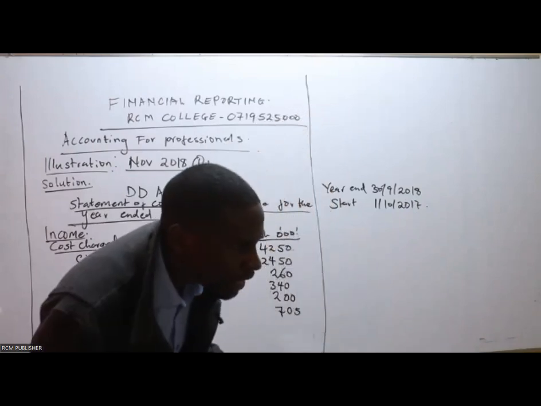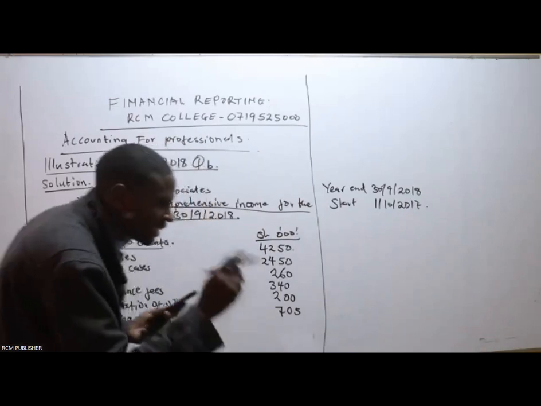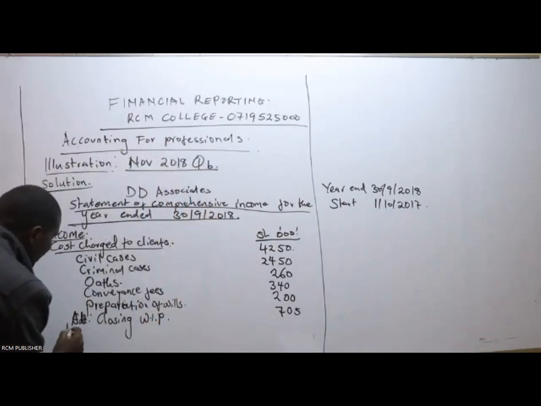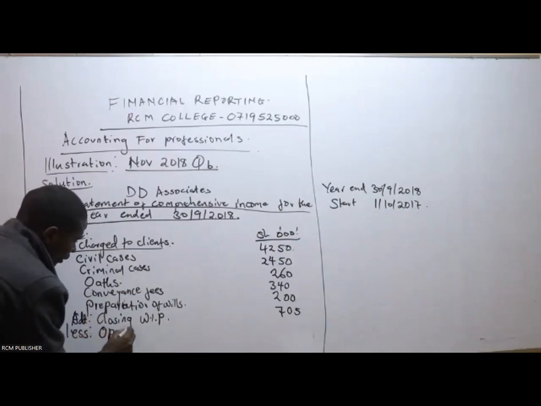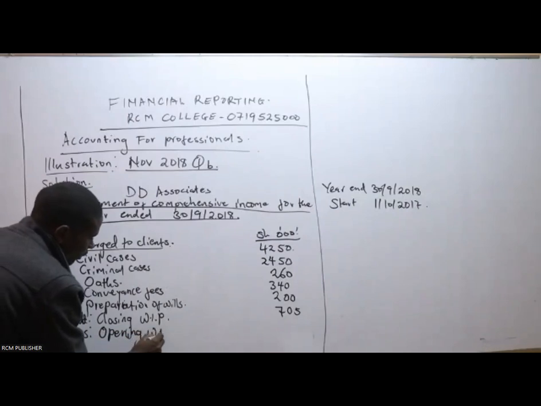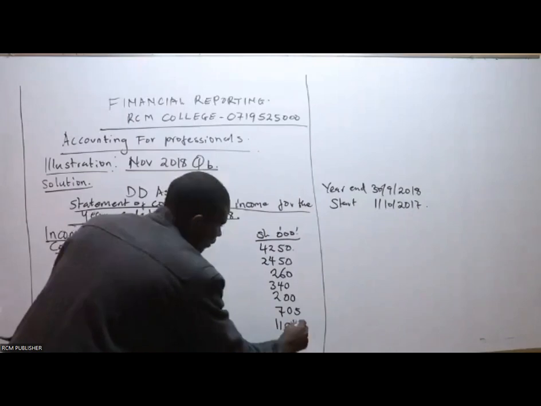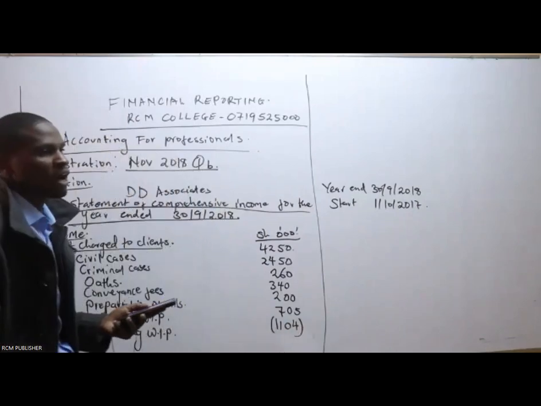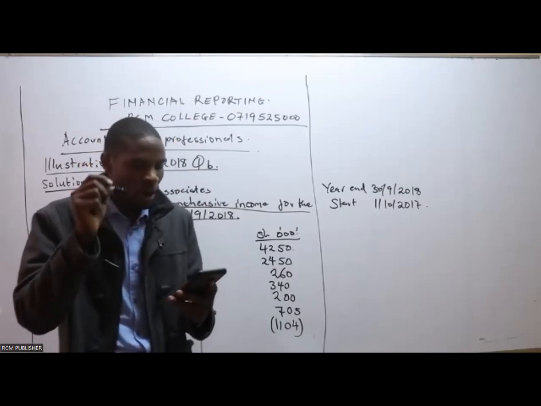Opening WIP, 1105. Thank you. So is it 05 or 04? 1104. Thank you so much. So we less whatever we opened with, opening work in progress, which is 1104. And that marks the end of our income.